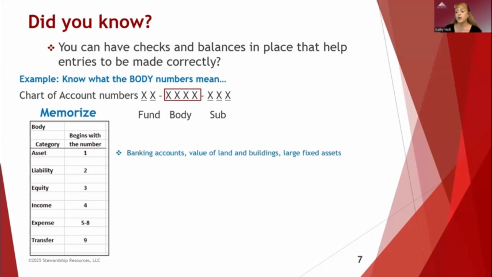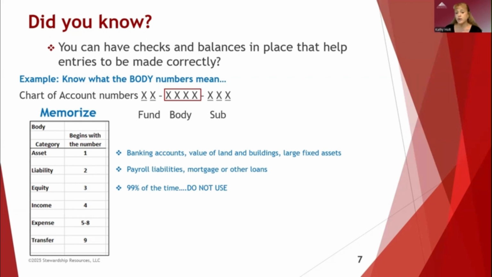So if the middle four numbers start with a 1, it's always an asset. And for churches, that's generally their banking accounts, investment accounts, the value of their land and building, and if they're putting other large fixed assets on their balance sheet, they would begin with a 1 as well. If the middle four numbers begin with a 2, those are always liability account numbers. And for most churches, that's generally payroll liabilities and if they have a mortgage or another loan.